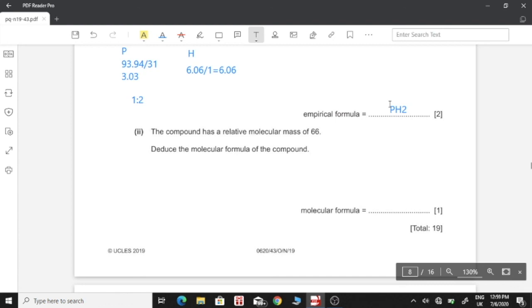Now we're supposed to divide 66 by 33. So 66 divided by the Mr of the empirical formula, which is 33, gives us 2. Now we're supposed to multiply this 2 with the empirical formula that we had. So 2 with 1 of phosphorus gives us 2 atoms of phosphorus, and 2 with 2 atoms of hydrogen gives us 4 atoms of hydrogen. In short, we multiply this with the number of atoms. So 2 ones are 2 and 2 twos are 4, which gives us P2H4. That's it.